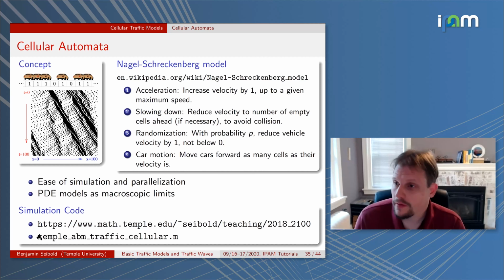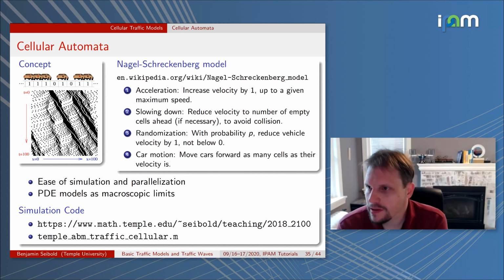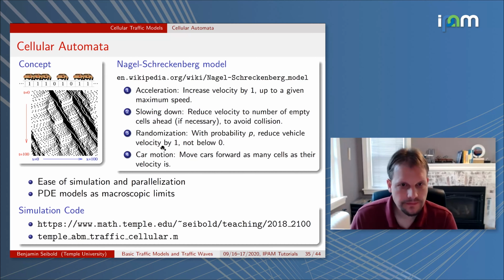And then there are several MATLAB codes, and one is actually just an implementation of this model. So if you have MATLAB available, you can just run this, and you will see a simulation of this model that can be quite easy and illustrative to do on the side. So I invite you to do that. All right, that is it on cellular models.